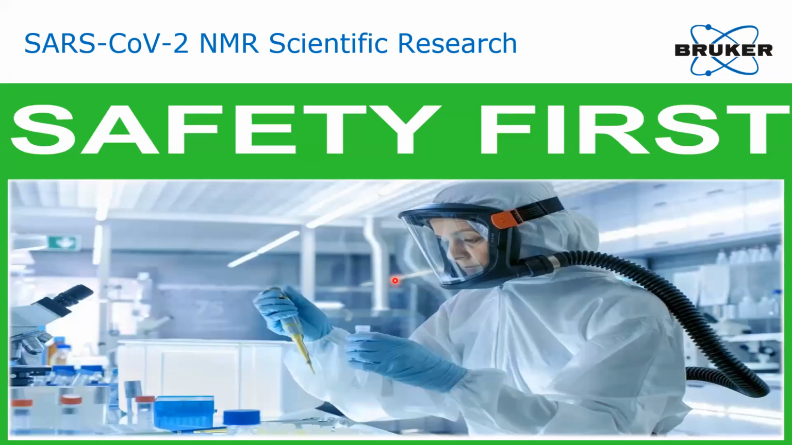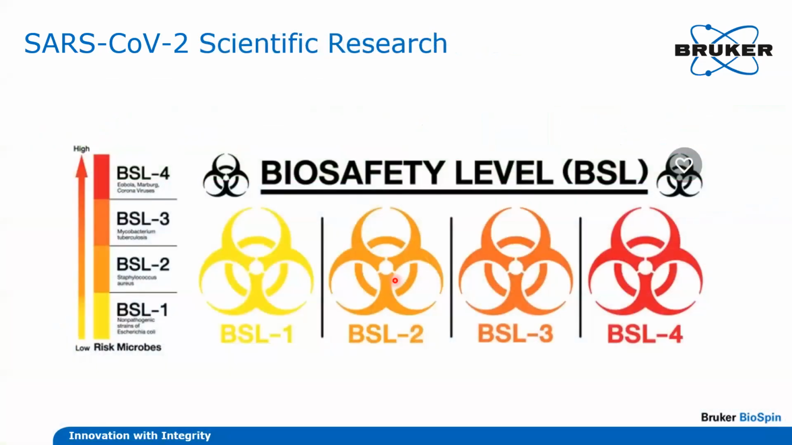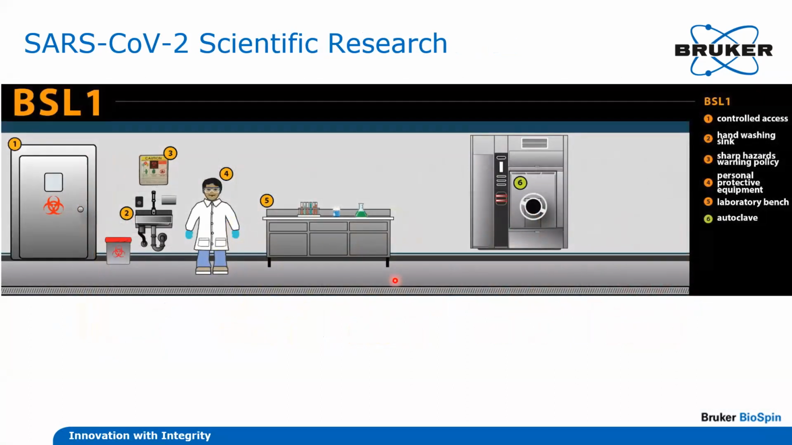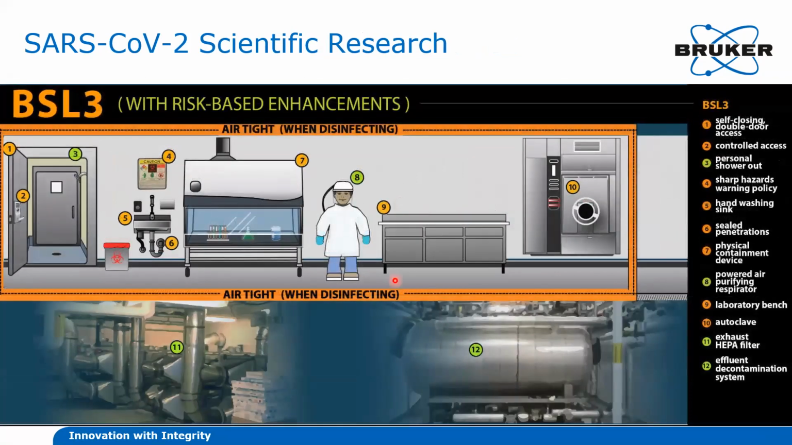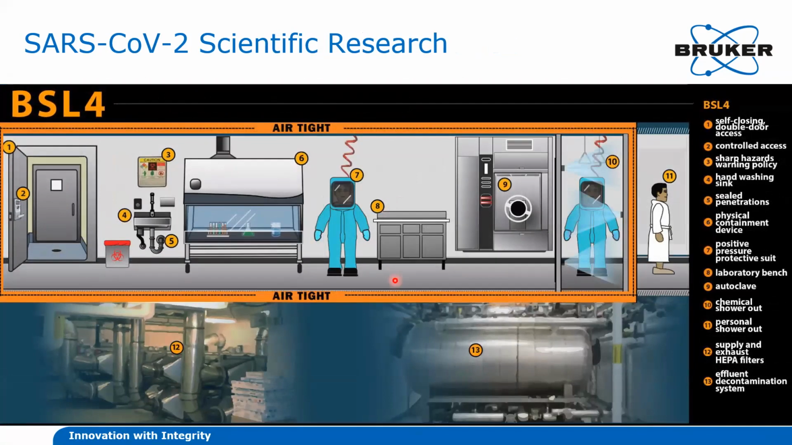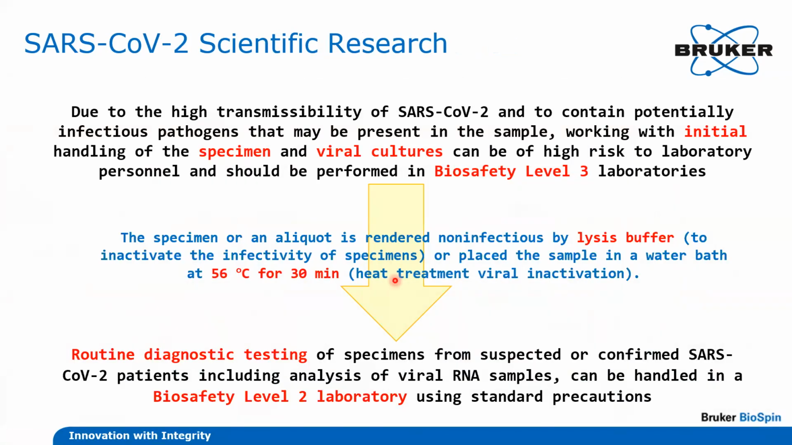When we look into research related to the SARS-CoV-2 virus, we have to think about safety. There are 4 different biosafety levels in general: biosafety level 1, 2, 3, and 4. Different biosafety levels have their own requirements. This is biosafety level 1, biosafety level 2, biosafety level 3, and biosafety level 4.